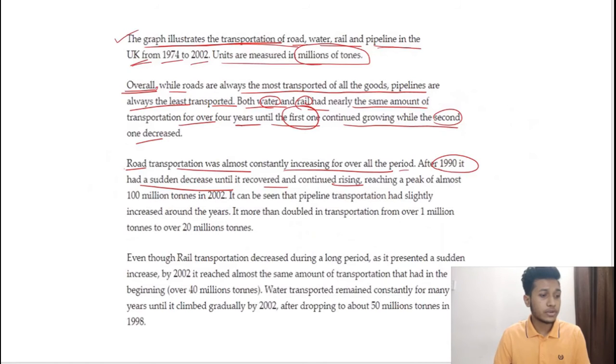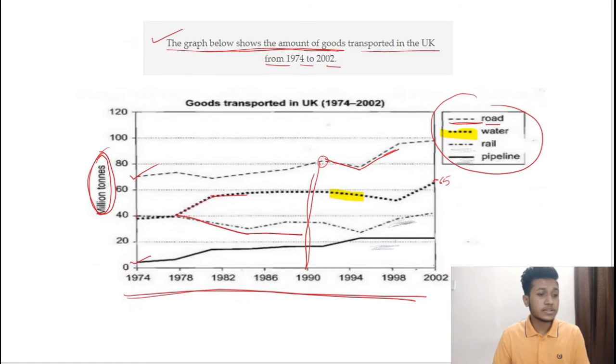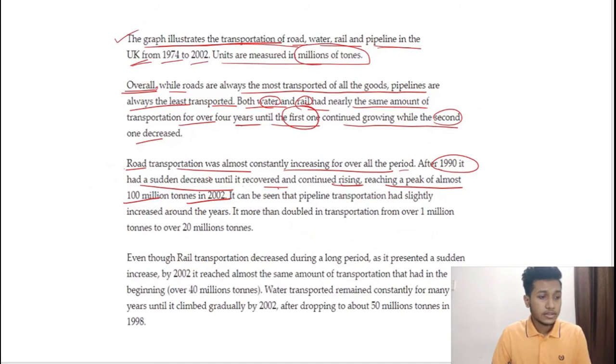So I mentioned that as well, and had a sudden decrease until it recovered and continued rising, reaching a peak of almost 100 million tons in 2002. The final growth is almost 100 million tons in 2002. So just mention all those. And then pipeline, in the first sentence I mentioned about goods in pipeline and about roads. So in my first paragraph I talked about roads and pipeline.